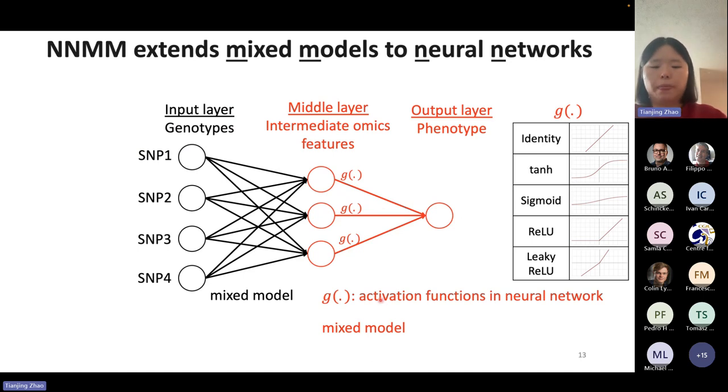But here, we allow users to assign activation functions from the neural network. Here the G. So if you assume the relationship between omics and phenotype is linear, then we can assign identity function. Which means actually we can just ignore the G here. Or if you think it is nonlinear, then we can use nonlinear functions. For example, the hyperbolic tangent function to approximate the nonlinear relationships between middle layer and output layer.